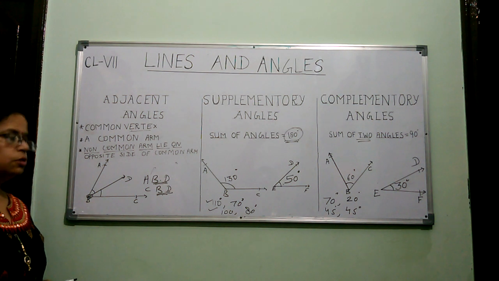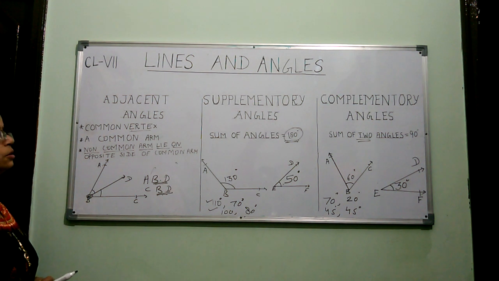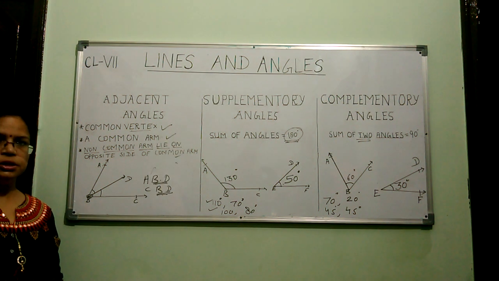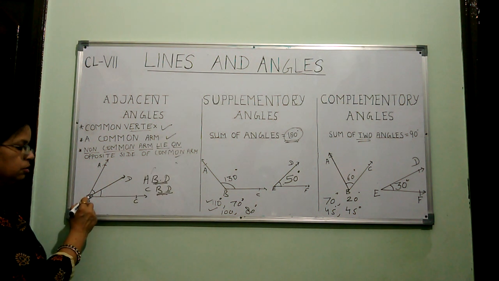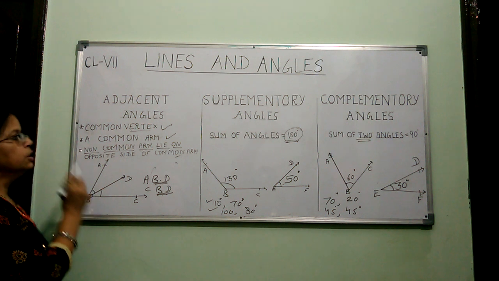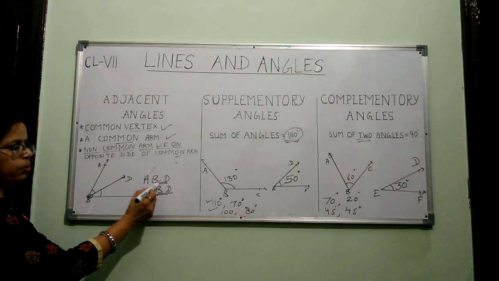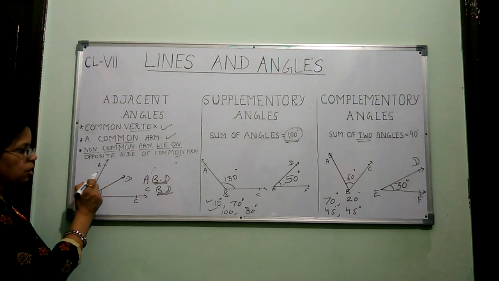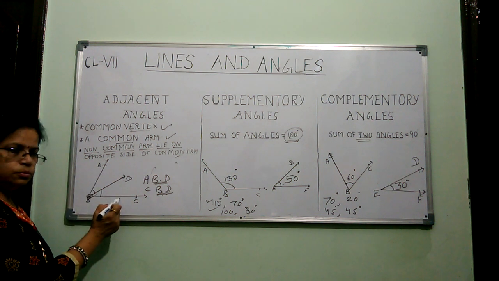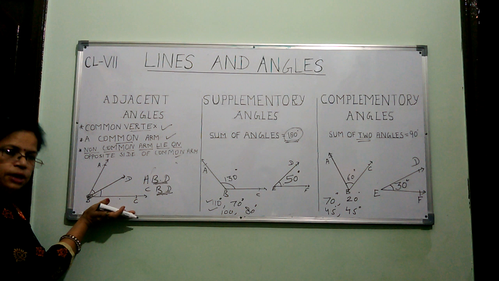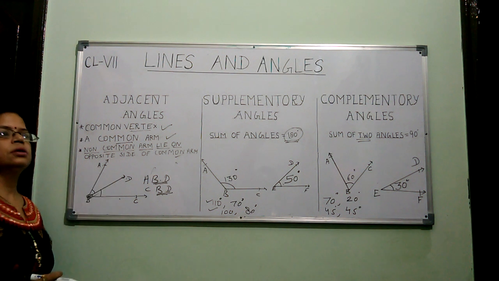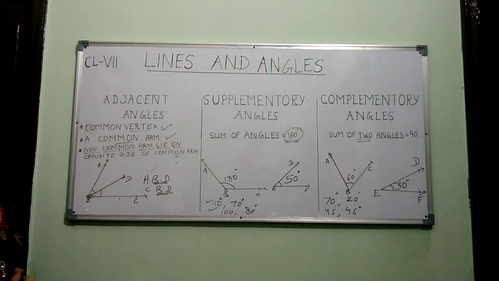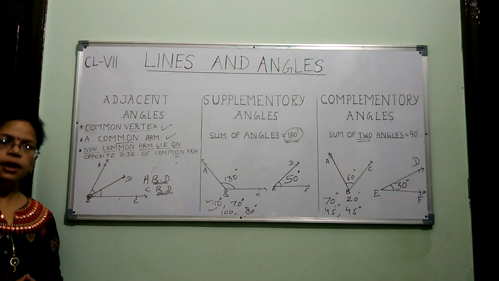adjacent angle. So for adjacent angle, you will keep in mind three basic conditions. First condition, common vertex. Second condition, common arm. And third condition, non-common arms are on opposite side of common arm. So students, these are the basics for lines and angles.